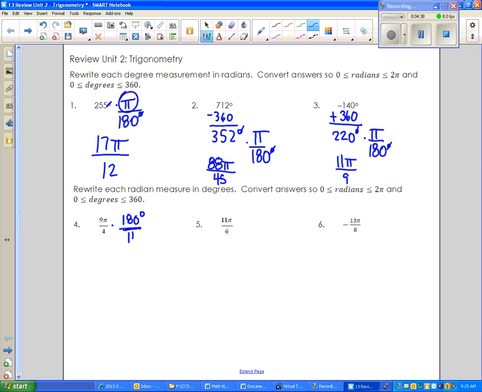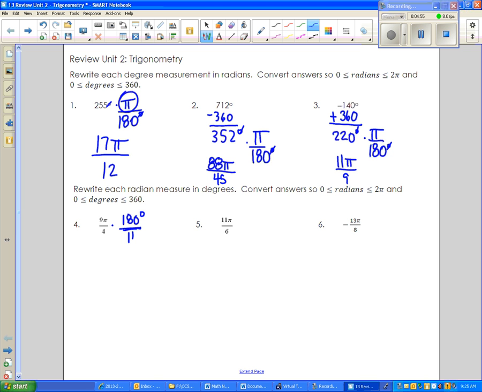When dealing with radians, sometimes it's hard to tell if your radian measure is over 2 pi or not. And so it's easier just to go ahead and do the conversions and then take your final answer and add the 360 or subtract the 360 to get it where it needs to be.